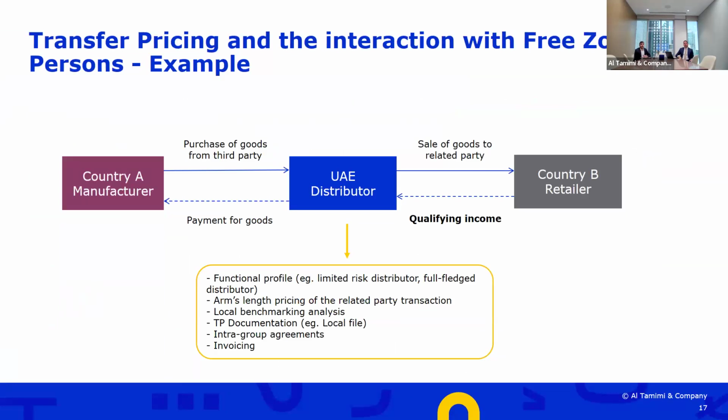So just to give an example of how it works when you're interacting with free zones, take a UAE distributor that is providing goods that are qualifying. For example, manufacturing of goods, processing of goods, and trading of certain qualifying commodities can be qualifying with reference to the list of qualifying and excluded activities. But assuming that the income generated is qualifying income from that activity and it's subject to 0% corporate tax, you would need to look at the functional profile of the entities. You would need to conduct local benchmarking analyses. You would need to maintain TP documentation to the extent that you're required to do so. Look at the intergroup agreements and the invoicing, and all of that goes together in determining the arm's length price of the related party transaction, ensuring that the transaction is carried out at an arm's length price in order for your qualifying free zone person status to be maintained.